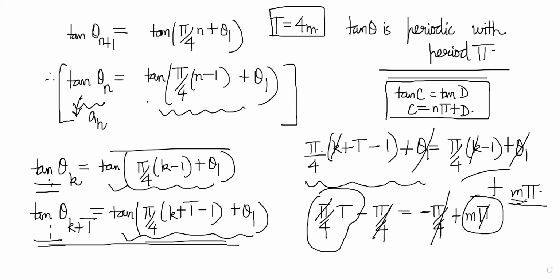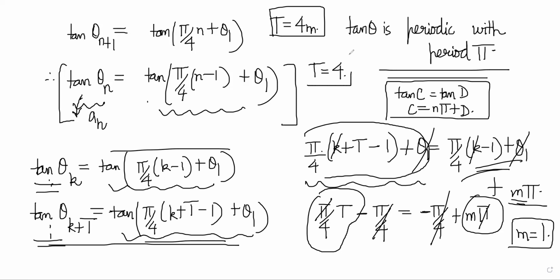So m is any positive integer, so the smallest value is when m is equal to 1, because this angle is actually bigger than this angle. So the first value will come when m is equal to 1, and the period is basically 4. So what we conclude from here is that this tan theta n is periodic with period 4, but already we know that a_n is equal to tan theta n. So that means our sequence a_n is periodic with period 4, right? So that is the proof. The next one is this one.